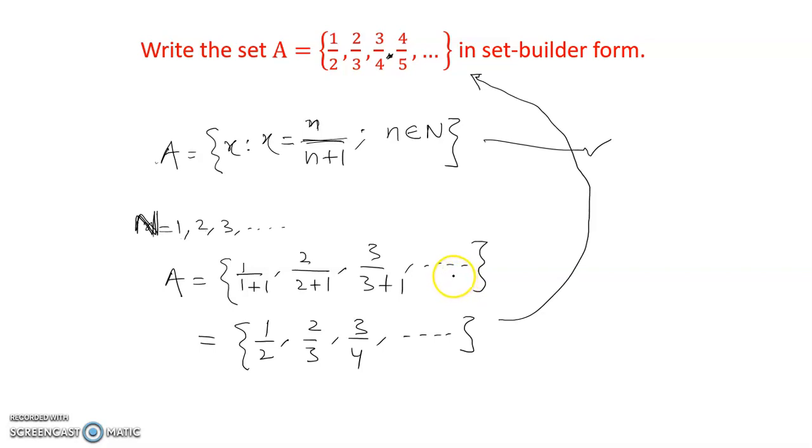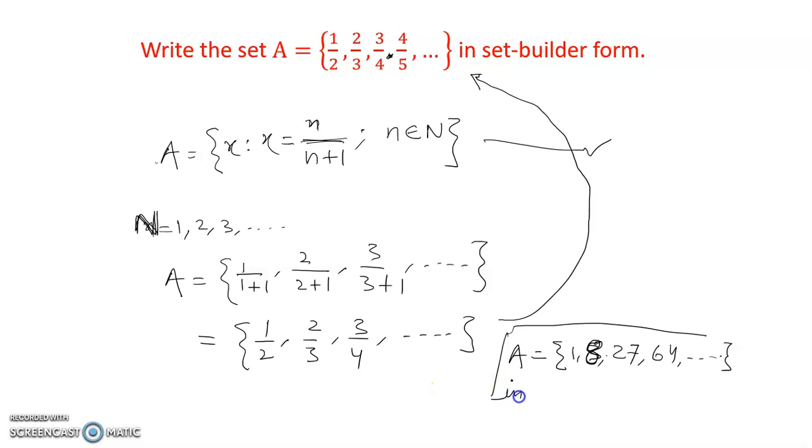So please practice these examples. I'm going to write a question here that you can practice: write set A is equal to {1, 8, 27, 64, and so on} in set builder form. Try to work out this particular example.